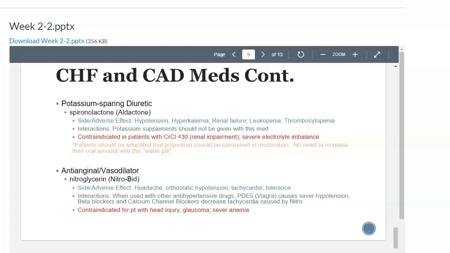Beta blockers and calcium channel blockers decrease tachycardia caused by nitro. Contraindicated for patients with head injury, glaucoma, or severe anemia. And always with these drugs that are vasodilating the vessels, we're always assessing blood pressure and heart rate. And most of the time, when we're starting our patients on these, our patients are in the hospital, so we're able to monitor their blood pressure and their heart rate to get the dosage correct.